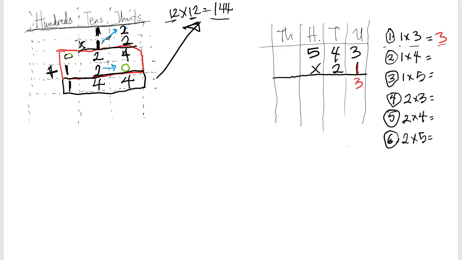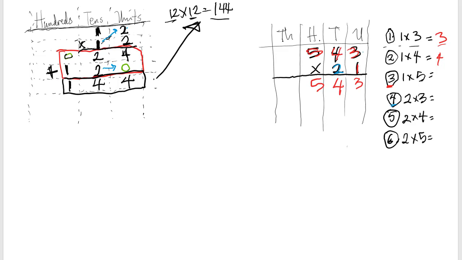1 times 4 is 4. You write it here. Then the next step is 1 times 5. You get 5. Then you're through with the 1, so you move to the next number at the bottom. 2 times 3, 2 times this first number under units.